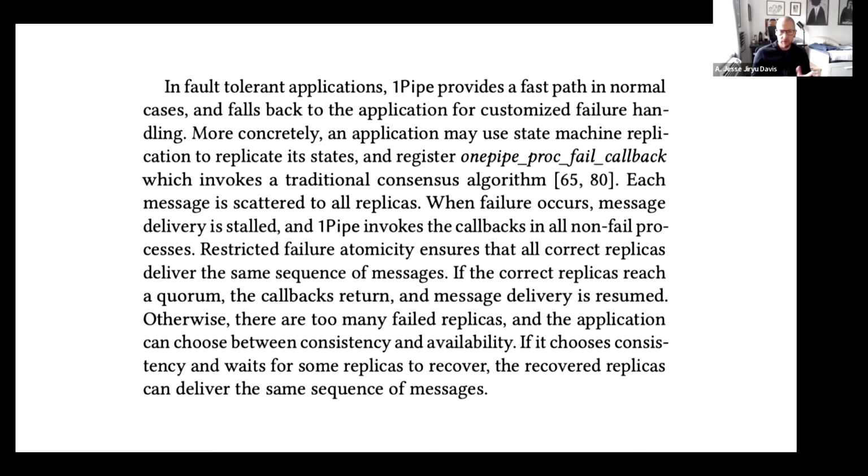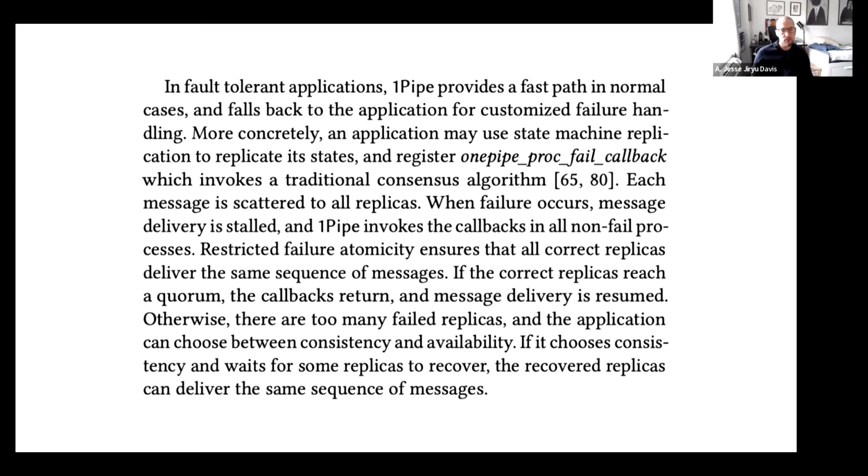So there's this paragraph that in fault-tolerant applications, OnePipe provides a fast path in normal cases and falls back to the application for customized failure handling. More concretely, an application may use state machine replication to replicate its states and register a fail callback, which invokes a traditional consensus algorithm. Those two footnotes are Paxos and Raft. Each message is scattered to all replicas, so it's sent all at once, not via the primary, but the client directly to all the secondaries.